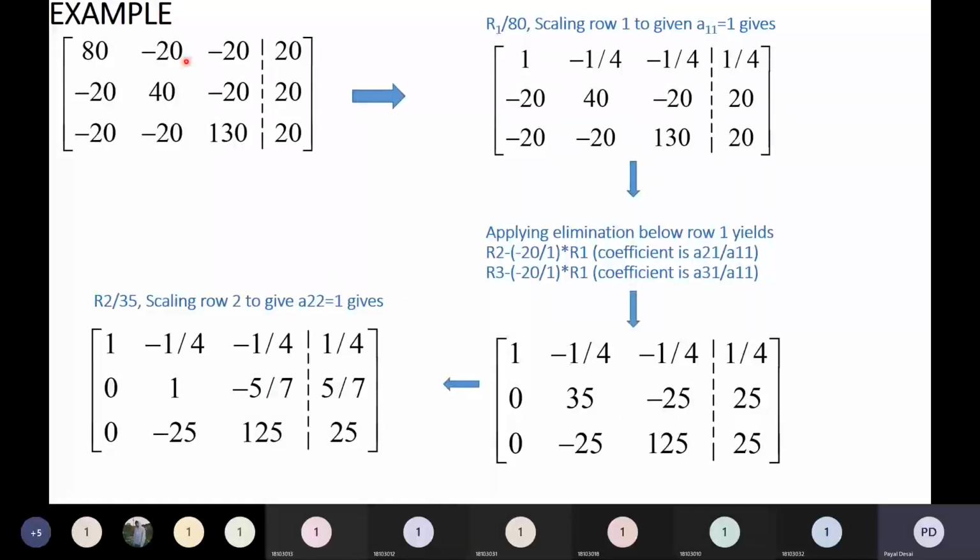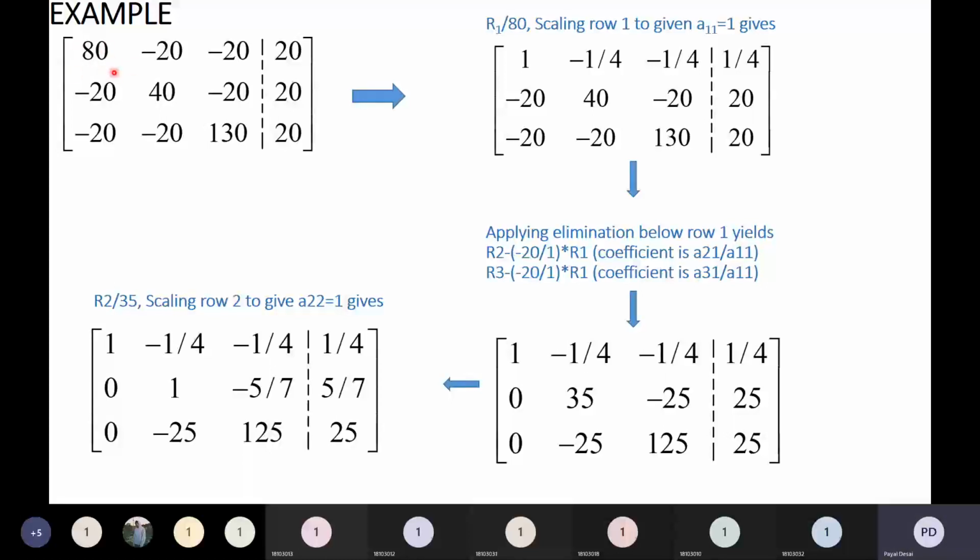So this is the example, and I think all of you can write this matrix: 80, minus 20, minus 20. This is your B vector, the right-hand side, so it is augmented. This is a 3 by 3 matrix. First we are scaling this element 80. First I will explain, and then later you solve this example on your own for clarity. So first, what are we doing? This is your matrix 80.